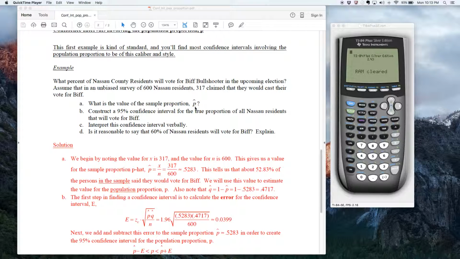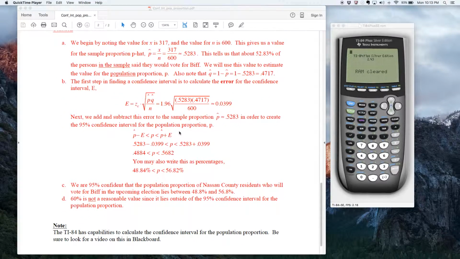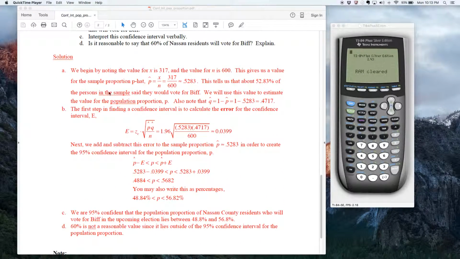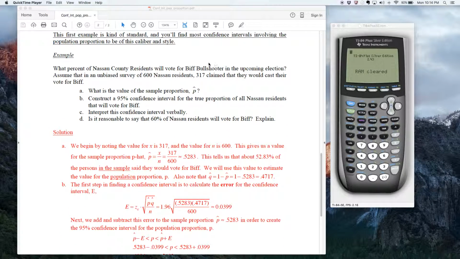All right, so it says letter A, what is the value of the sample proportion? The sample proportion, remember, is called p hat. And by definition, p hat is defined to be x divided by n. I'm sure you've seen the answer already, so what we're going to do really is talk about this and how to crunch it on your calculator. The definition of p hat is x divided by n, where x is the number of people that said yes to the question. So the question here would be, hey, you're going to vote for Biff? Yes or no? And out of the 600 people they asked, 317 said, yes, I'm going to vote for Biff.